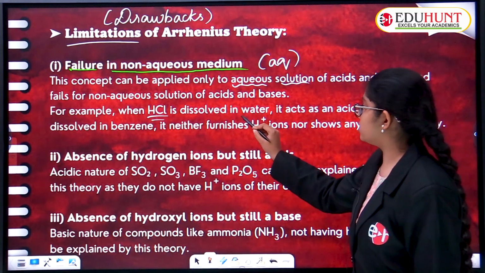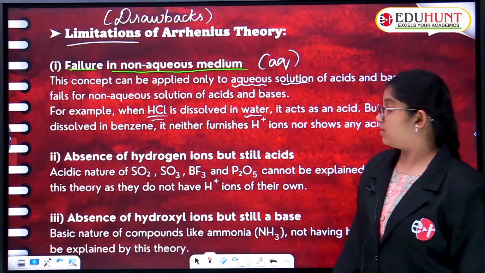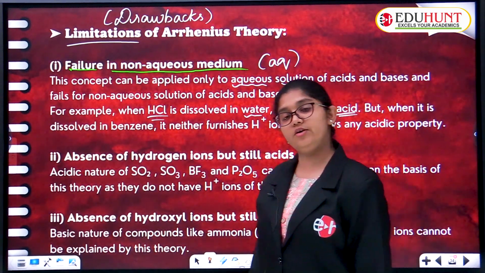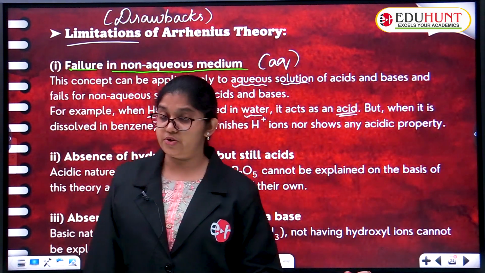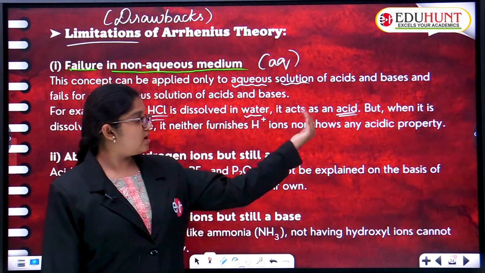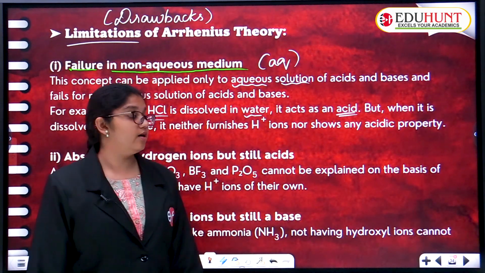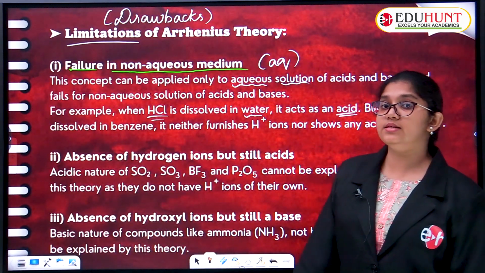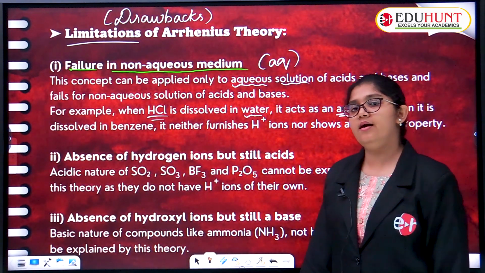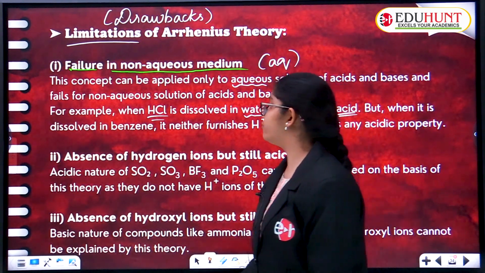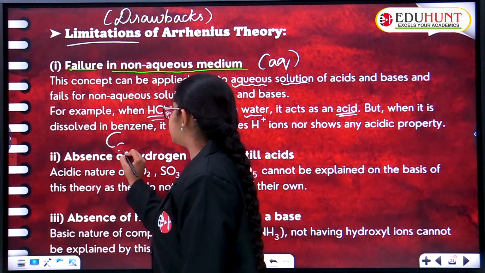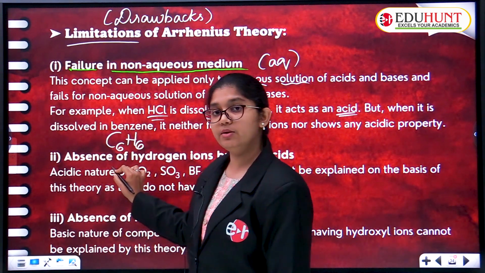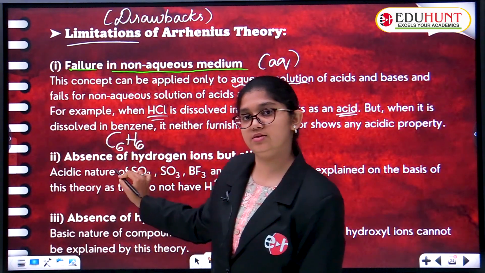HCl is dissolved in water. It acts as an acid. Yes, HCl dissolving in water produces H plus ions. It's acting as an acid. But when it is dissolved in benzene, what is benzene? Benzene is represented by the chemical formula C6H6: 6 atoms of carbon, 6 atoms of hydrogen.